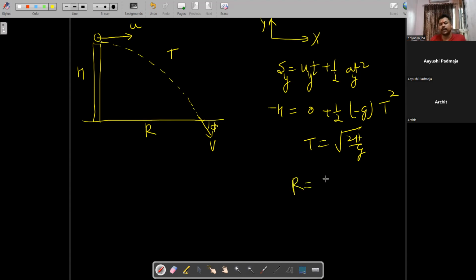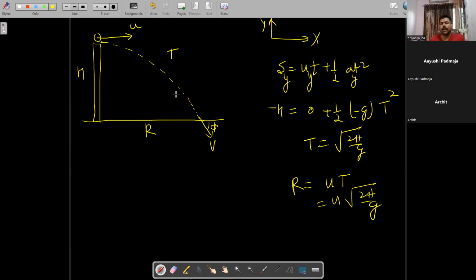And what about the range? Range you can simply find out as initial velocity into total time taken, because we know that there is no change in the velocity in x direction because there is no external force, there is no acceleration. So u into total time of flight will give you this horizontal displacement. So u is u, and this is your time of flight. All right.